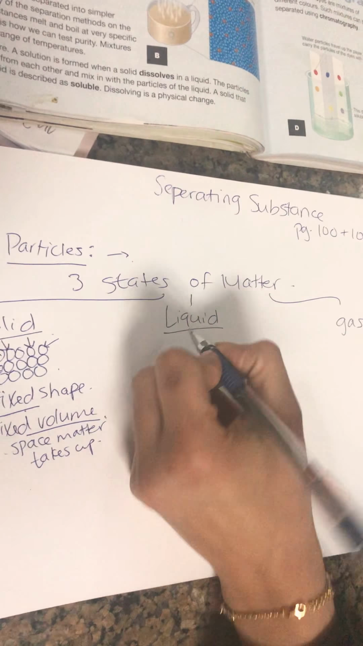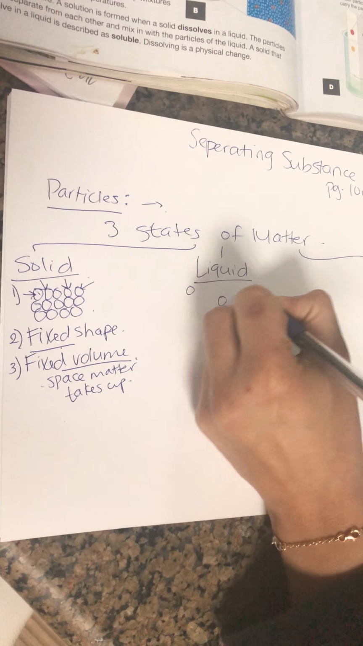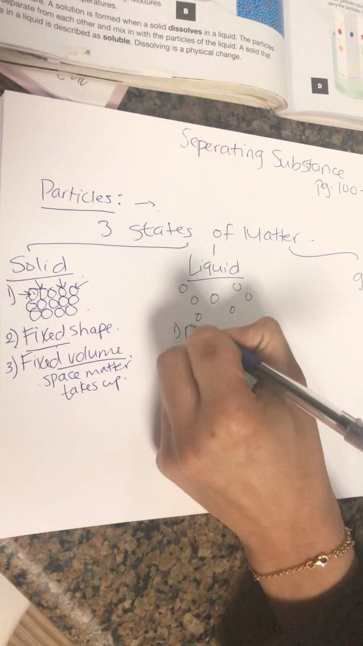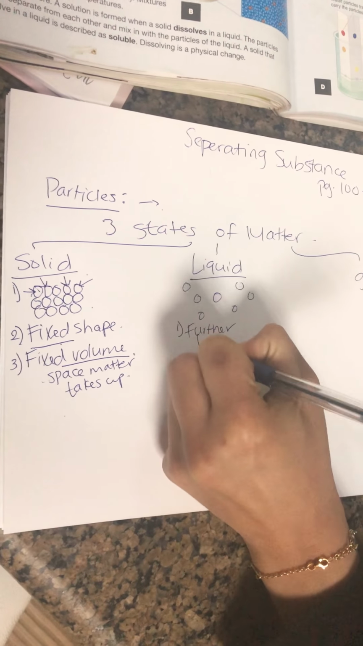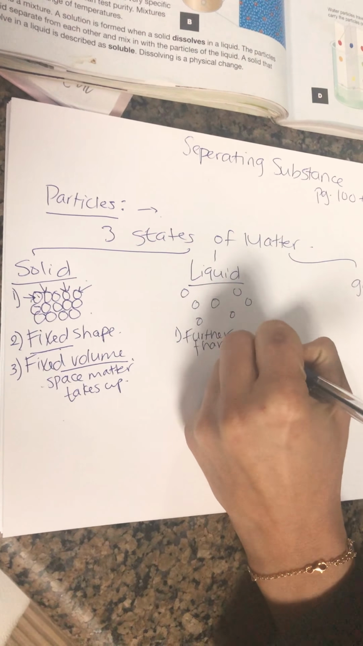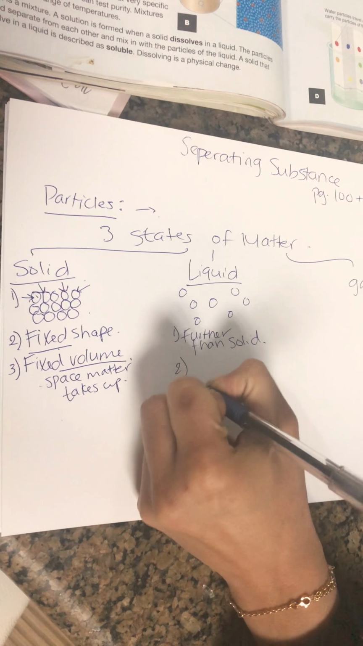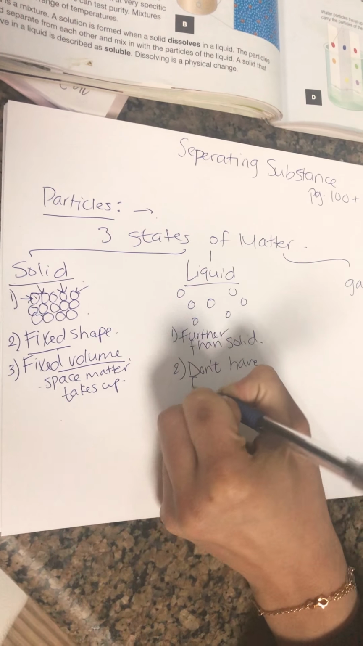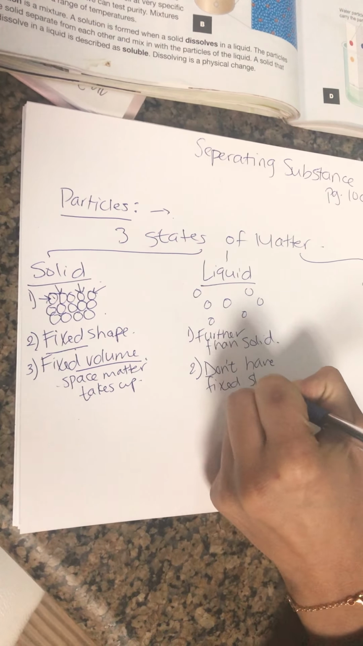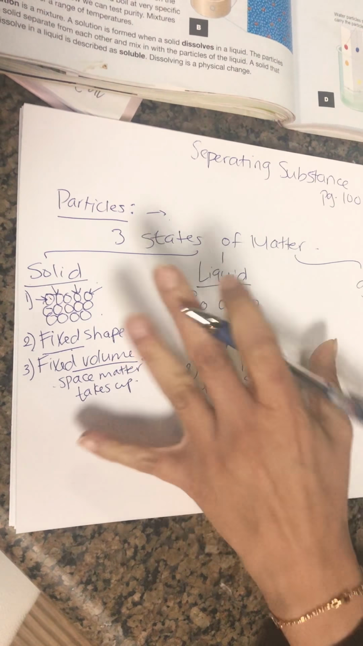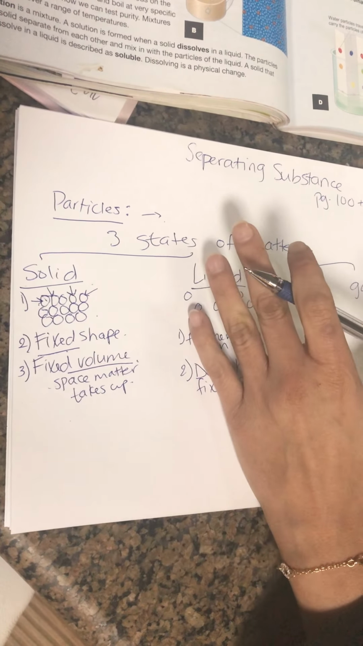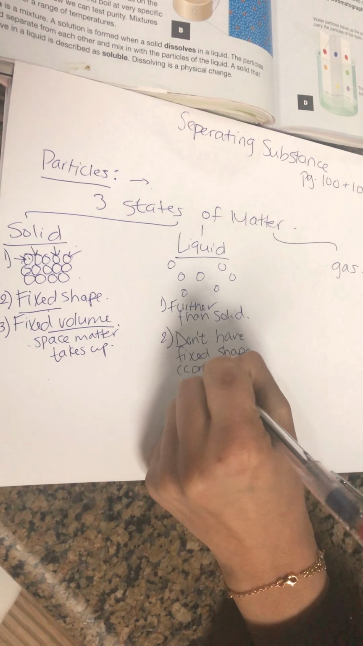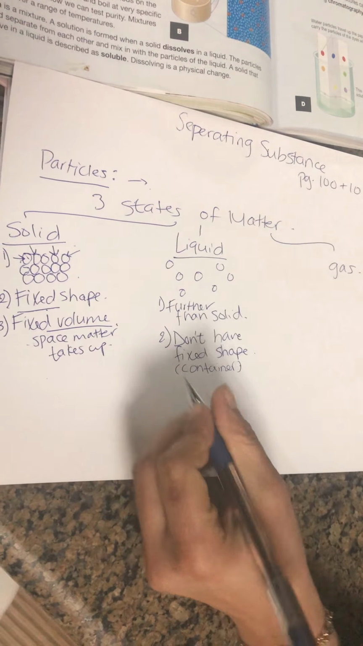Now let's talk about liquids. Liquid particles are a little bit further apart than the particles of a solid. Also, they do not have a fixed shape. That means if I pour liquid on the table or if I pour liquid in the cup, the shape will change according to its container. So it takes the shape of its container.